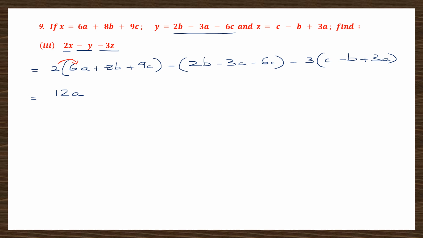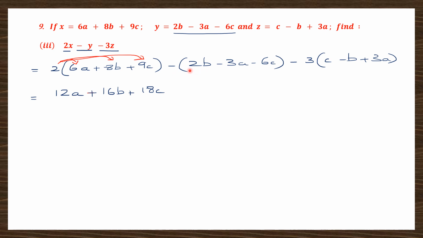Then we do 2 into 8b. So multiply the numbers. The sign is plus there. When you multiply the numbers, you get 2 into 8 is 16. 16b. Now we multiply 2 again with 9c. The sign is plus. 2 nines are 18. That is 18c. Now here we begin with this. Here we have a minus sign.